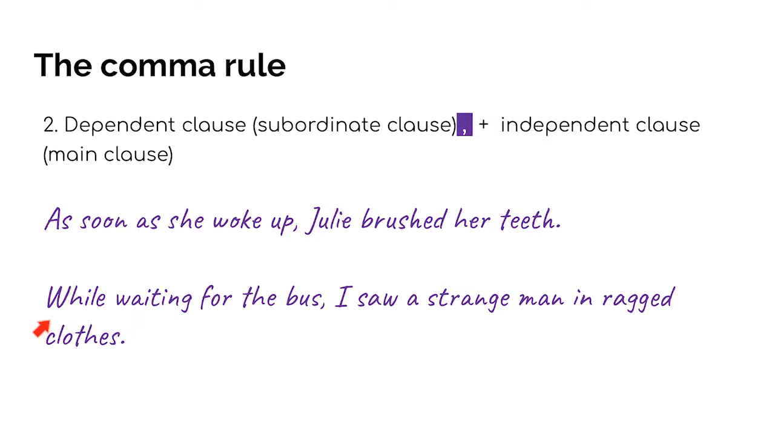Look at the second one. While waiting for the bus. So we're starting with our subordinate clause. While waiting for the bus, comma, I saw a strange man in red clothes. So always remember, if you begin your complex sentence using the subordinate clause or the dependent clause, to add a comma before the main clause.